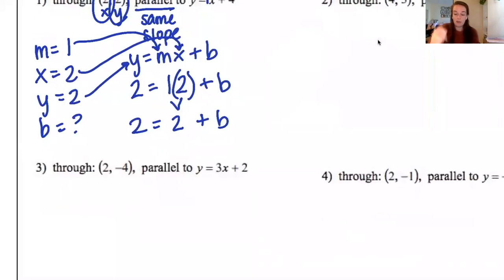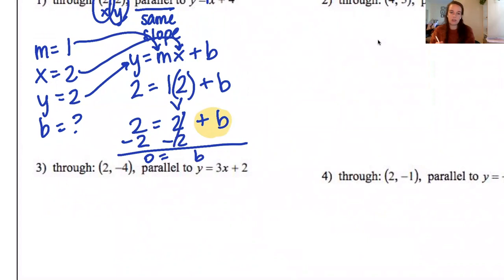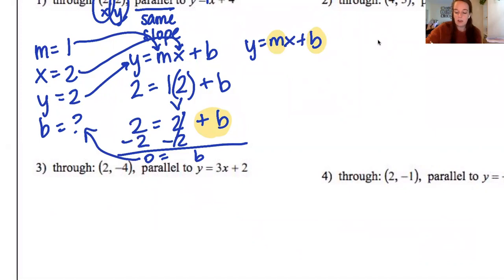And then I want to get b by itself, right? So b by itself, I want to take away that positive 2, move it to the other side. -2, like this. 2 minus 2 would be 0, equals 2 minus 2 is gone, and I have b like that. So I know now that my b is 0. So when I'm going to write my equation for my answer, I need to fill in what m is and what b is. Because x and y, those are my points along the line. And m and b tell me what kind of line it is.